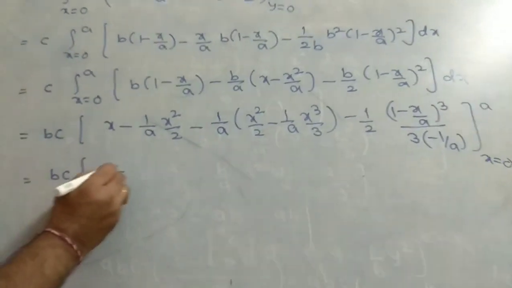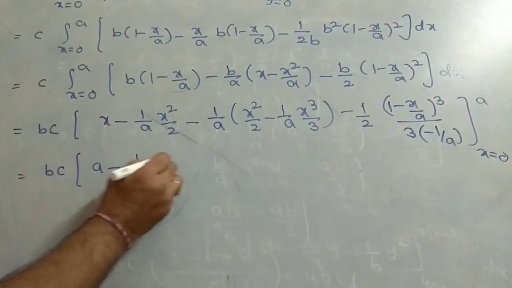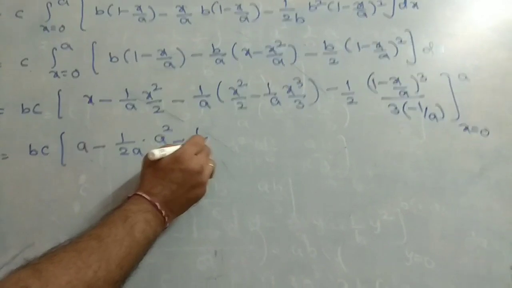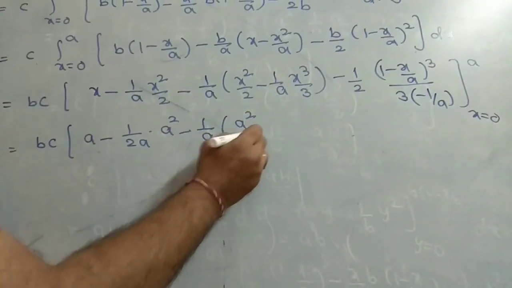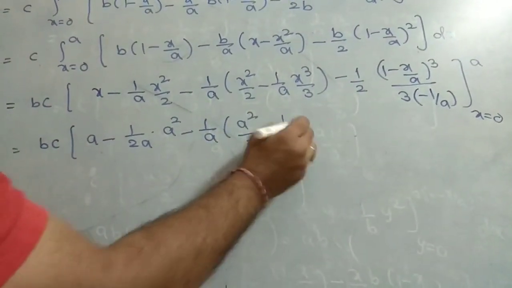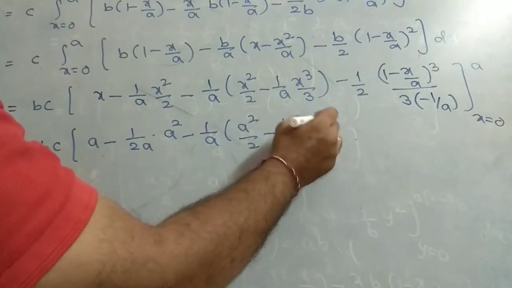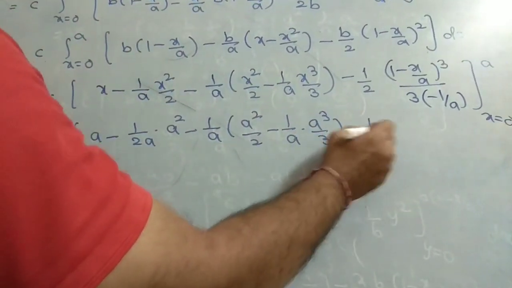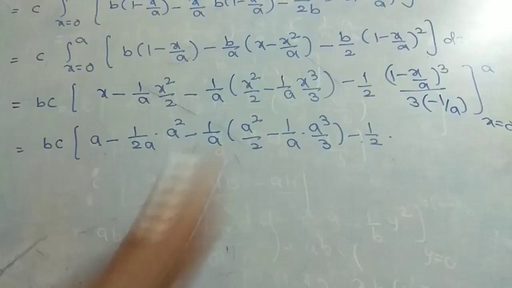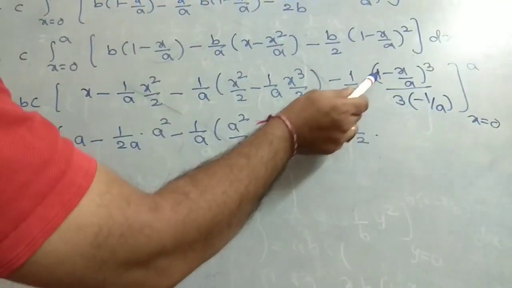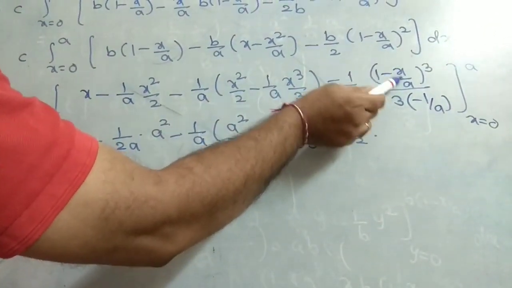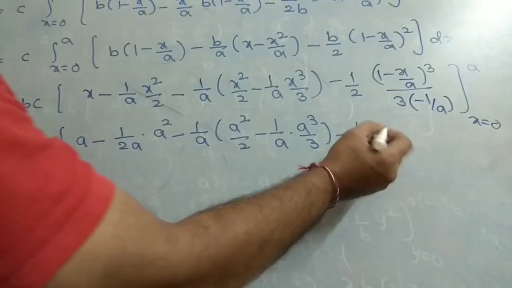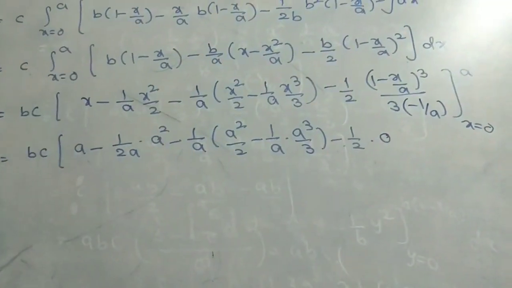So directly a minus 1 by 2a into a square minus 1 by a, it is a square by 2 minus 1 by a into it is a cube by 3 minus 1 by 2 into, if I write x equal to a there, so 1 minus a by a, it becomes 1. 1 minus 1 is totally 0. So upper limit is over.